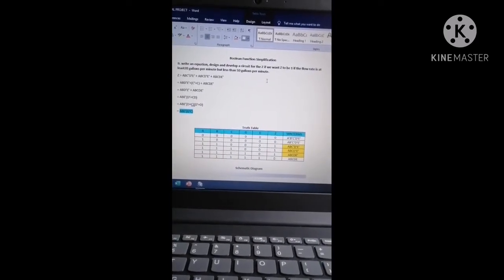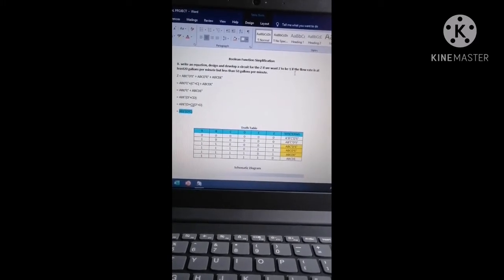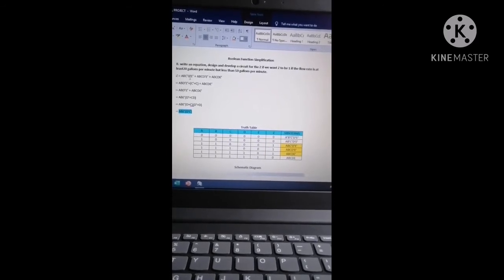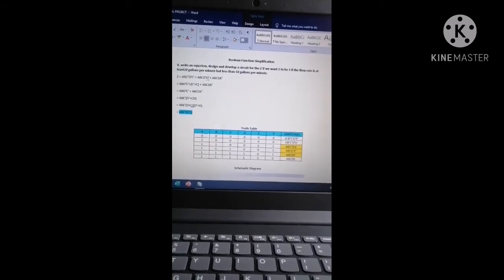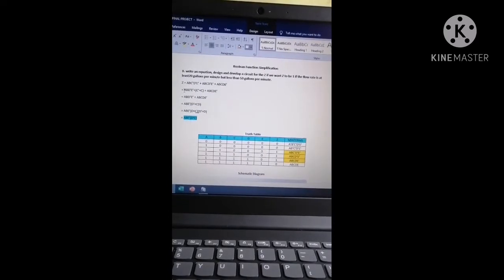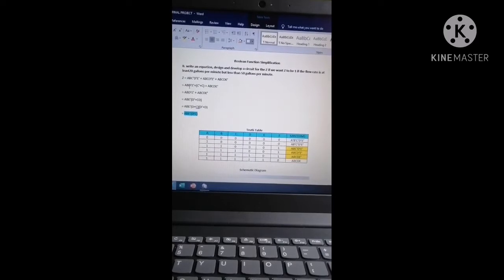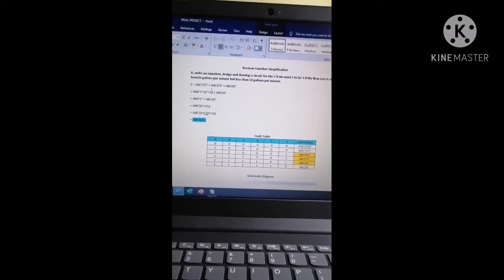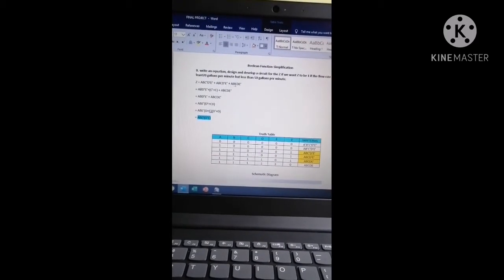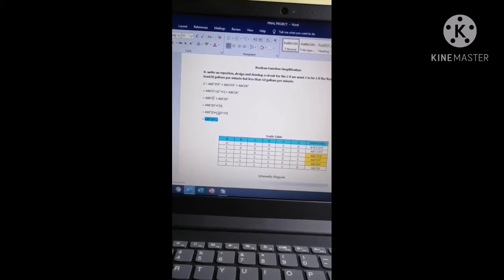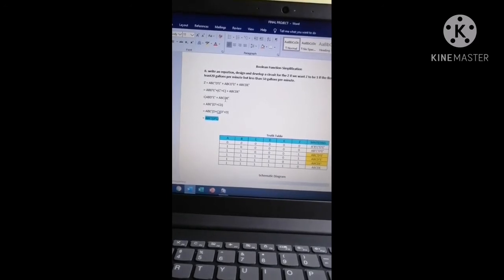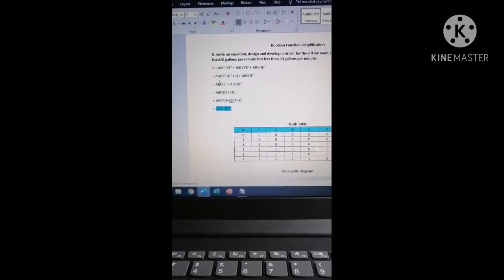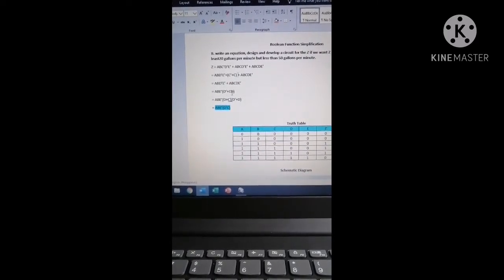In B, write an equation, design and develop a circuit for the Z if we want Z to be 1 if the flow rate is at least 20 gallons per minute but less than 50 gallons per minute. So Z equals ABC bar D bar E bar plus ABCD bar E bar plus ABCD E bar. Equals, the common factors are A, B, D bar, E bar, times (C bar plus C), which cancels since C bar plus C is 1, plus ABCD E bar. Equals, the common factors are AB and E bar, so what remains is D bar plus CD.